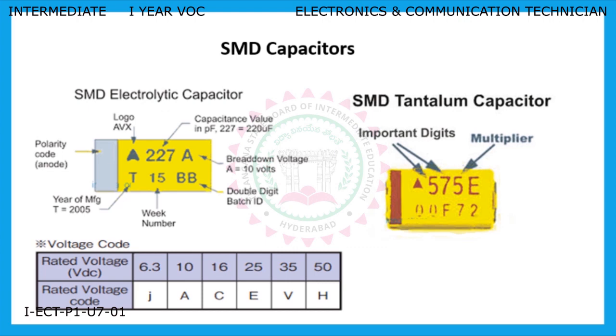Similarly, SMD tantalum capacitor. Here it is printed as again one logo at the leftmost part and one line at the leftmost part, which will indicate the polarity code. And 57, these are the major important digits. It will indicate the major important digits value of the capacitance. And 5 will indicate the multiplier code. And this code E will indicate the rated voltage of 25 volts DC. Like this, we can decode the capacitance value.